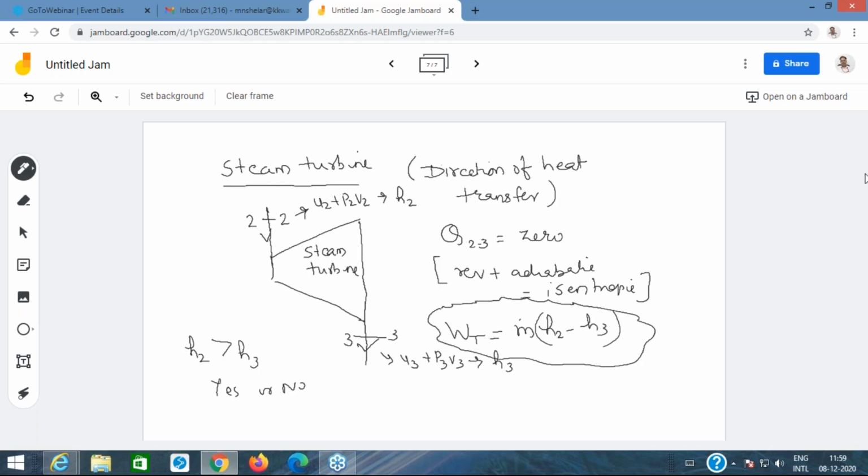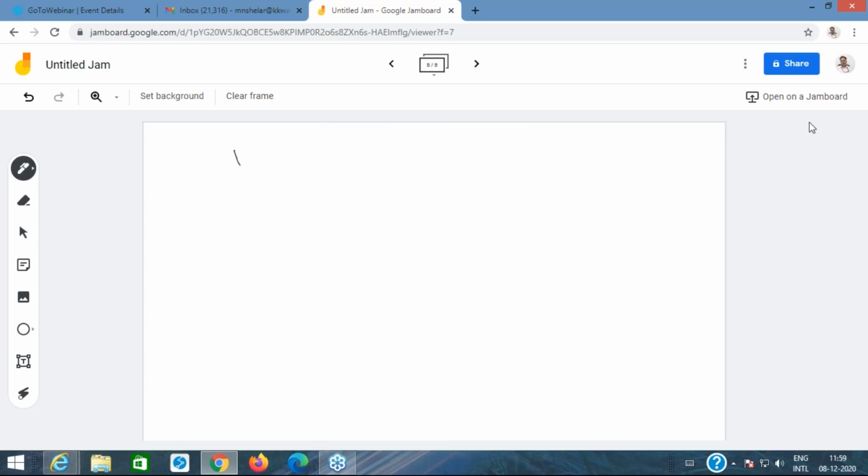So the steady flow energy equation for the steam turbine is m dot into H2 minus H3. Similarly for the pump, if you look at the pump diagram, the entering stream is 4 and the exit stream is 1, and you need to supply pump energy. So pump work is m dot into H1 minus H4. This is the steady flow energy equation for the pump.